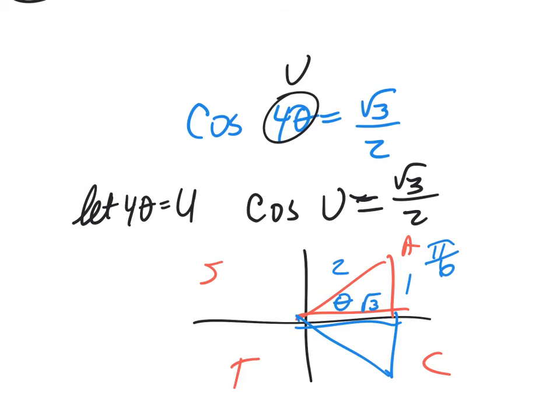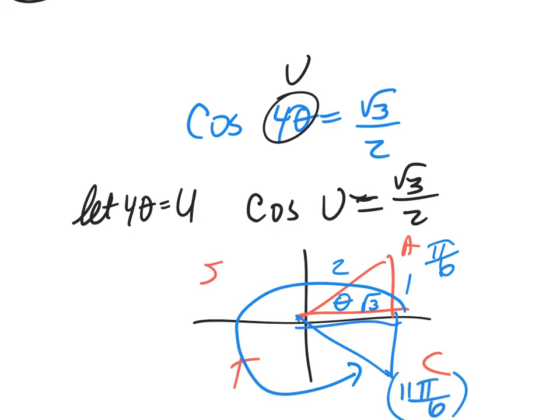So I'm now going to go around and say it's a whole bunch of pi over 6s. The other answer is, let me think, 6, that'd be 11 pi over 6. So I have 2 answers, pi over 6 and 11 pi over 6. But that's what U was equal to.